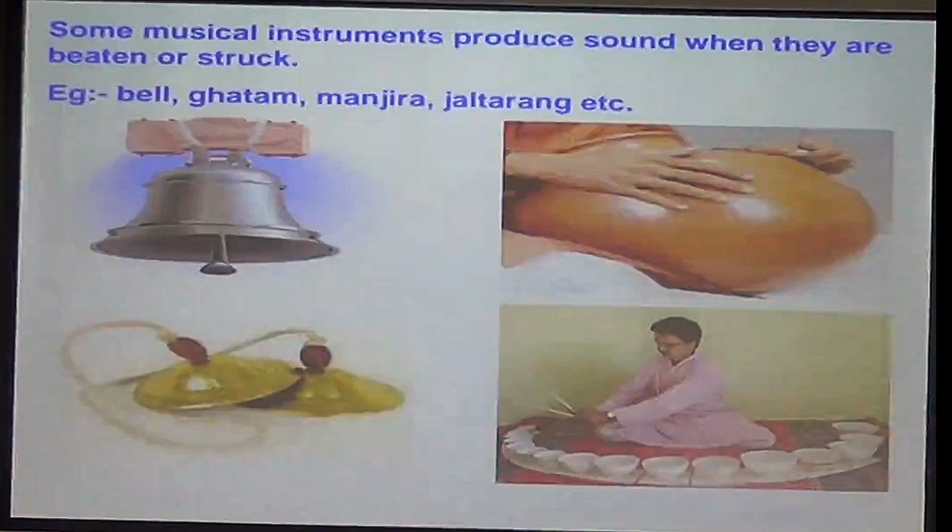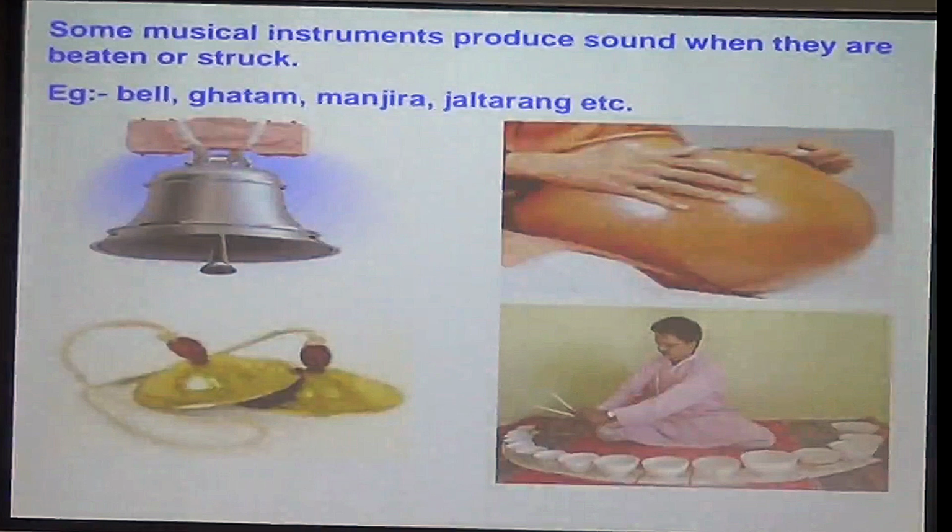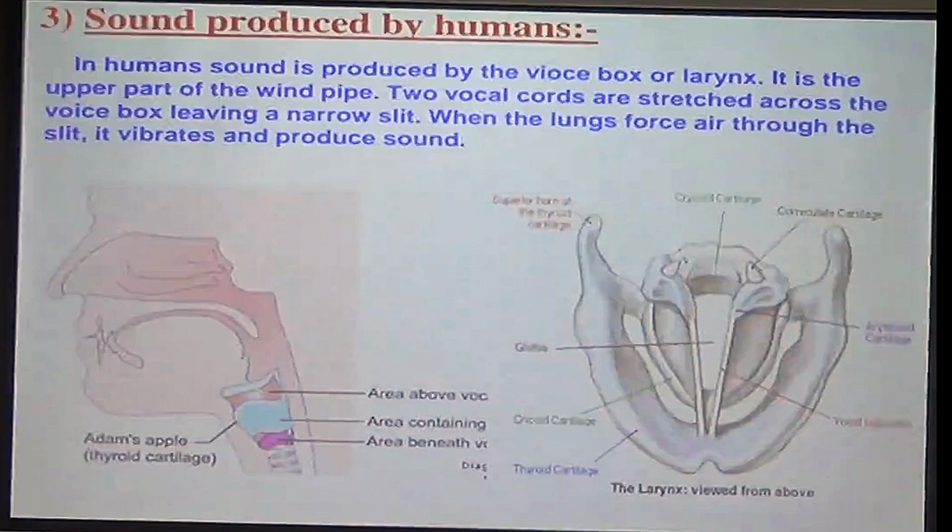And there are some instruments which produce sound when they are beaten or struck, for example a bell, a manjira, jaltarang, etc. How is the sound produced by humans?